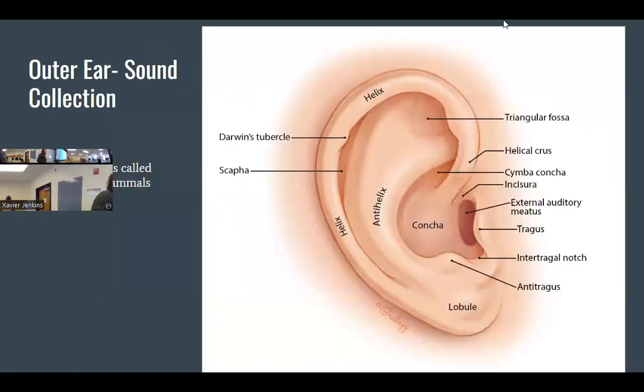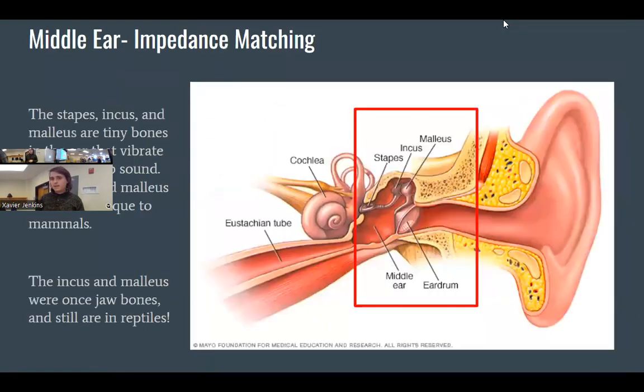Your outer ear is your earlobe, or your pinnae. This is what's responsible for gathering sound waves. Mammals tend to have these big ones. And anyways, they just focus sound, airborne sound, into your ear canal, or part of your middle ear.